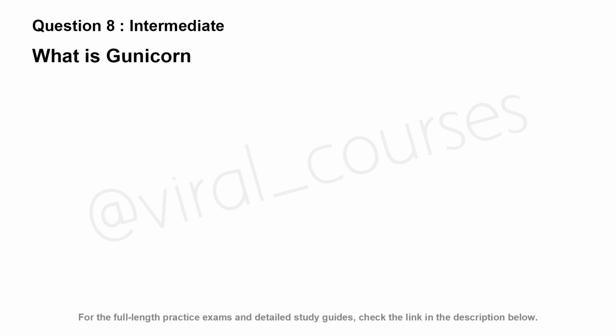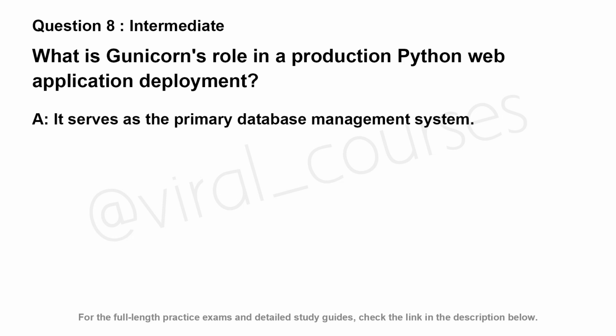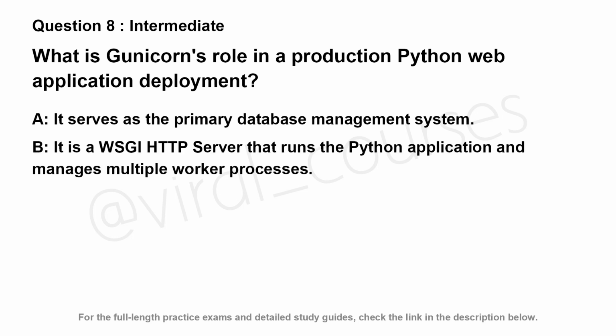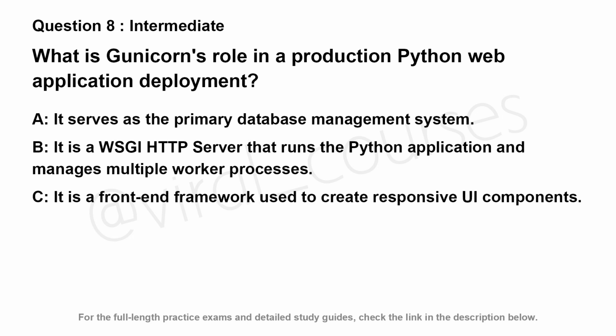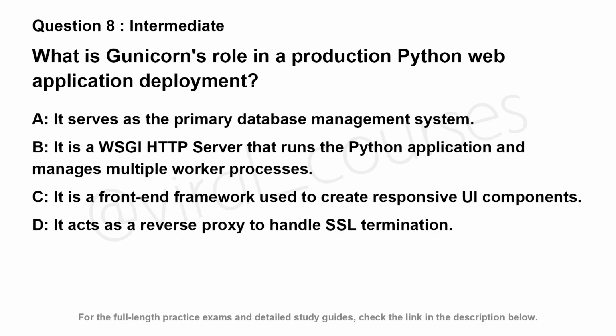What is Gunicorn's role in a production Python web application deployment? Option A. It serves as the primary database management system. Option B. It is a WSGI HTTP server that runs the Python application and manages multiple worker processes. Option C. It is a front-end framework used to create responsive UI components. Option D. It acts as a reverse proxy to handle SSL termination.